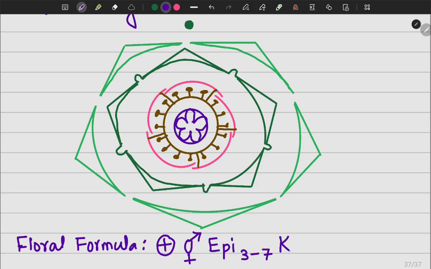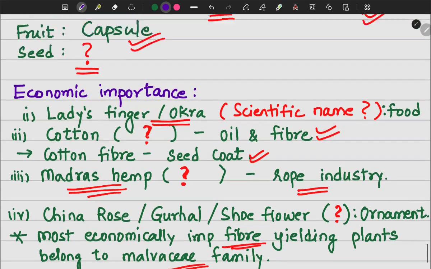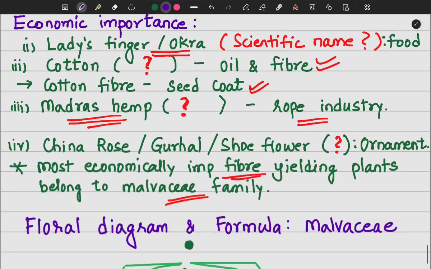Then we will write calyx. So the calyx were 5 and they were fused. Corolla were also 5 but they were not fused. Androecium we will write infinite because an indefinite number of stamens are there, and then the stamens are epipetalous. So we will show the epipetalous condition using this arc. Then we will write gynoecium. We studied that the ovary was superior, right? Yes, superior ovary.